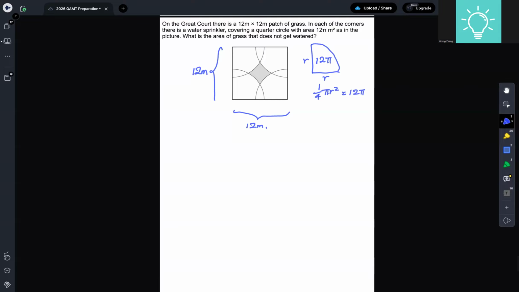Multiply both sides by 4, so this goes away, and I get 48, right? And I divide by pi, and I get r squared is 48. R is just the square root of 48, which is 4 square root of 3. Okay. What does that mean? Well, R is 4 square root of 3.